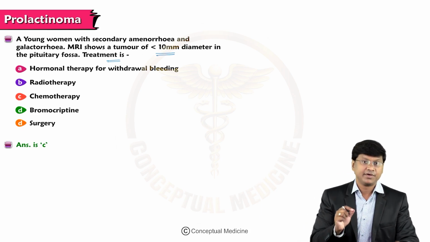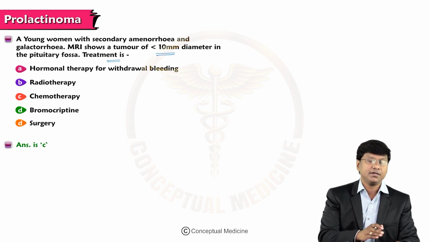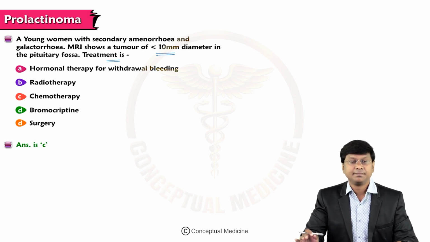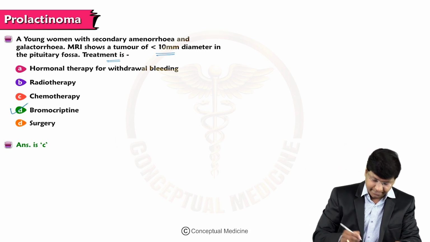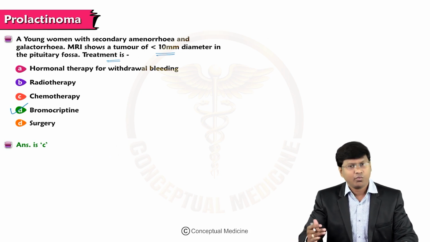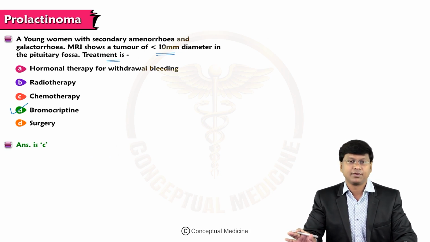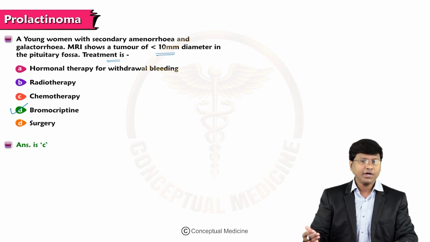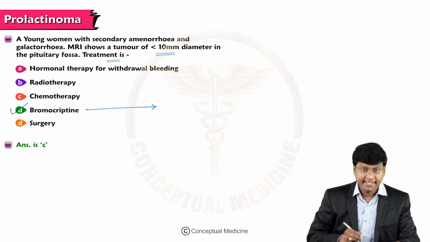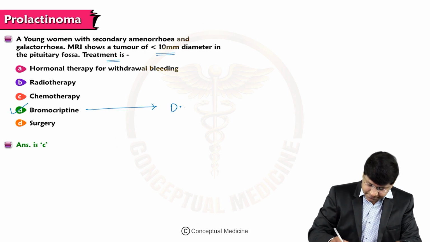Now, always remember one important point, whether the individual has microadenoma or macroadenoma. Please remember, the drug of choice or the first line treatment is bromocriptine, right? The first line treatment is bromocriptine, whether it is microadenoma or macroadenoma. Now, what is bromocriptine? Bromocriptine, please remember, is a dopamine agonist.